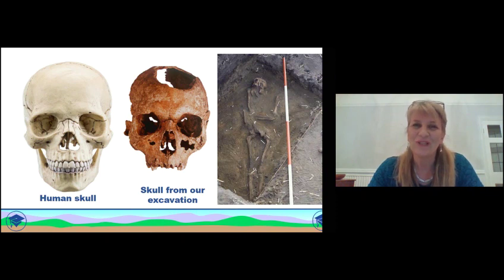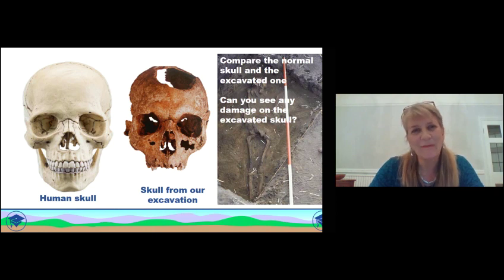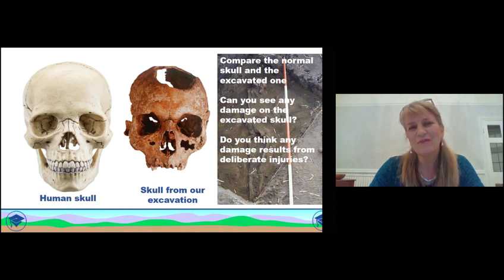So what I want you to do first of all is have a good look at some of the most crucial evidence, the skull from this body. In the slide here, you can see on the left there's a normal human skull, and in the middle there's the skull from our excavation. Have a good look at it and see if you can spot the significant clues. Is there any evidence for damage on the skull? And do you think any of that damage results from deliberate injuries? If so, do you think there's evidence from this skull to suggest that a crime might have been committed?